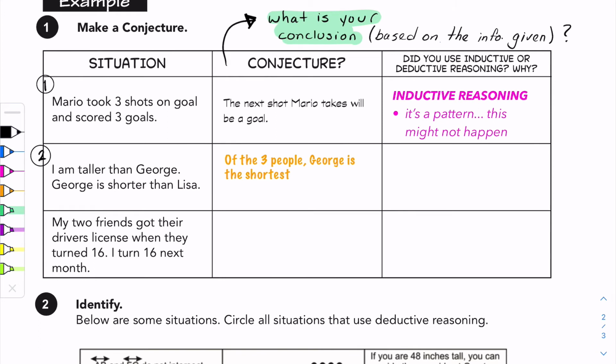All right, that's just using what facts are given to me. I'm taller than George. George is shorter than Lisa. So if I make a list, George has to be the shortest. I used deductive reasoning for this. This is based on facts. So we know the general description of their heights. We know who's the shortest. That cannot change. That's based on given info. So deductive reasoning.